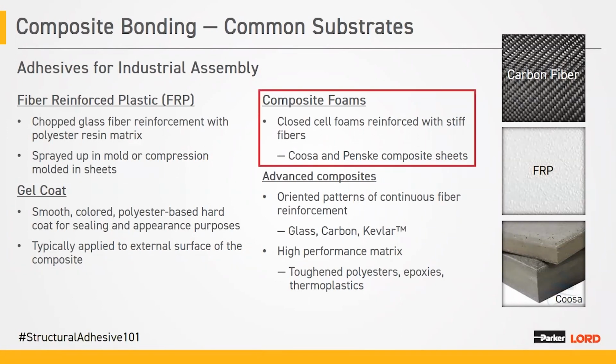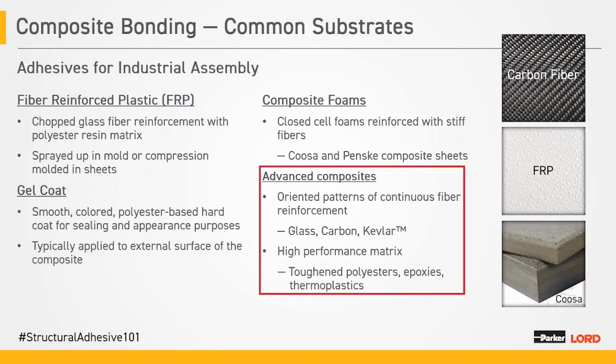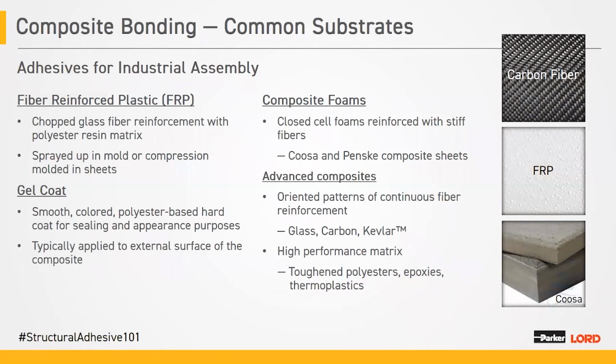Composite foams to help reinforce and lighten the composites. Closed cell foams, typically urethane. Good example would be Kusa board or Penske board composite sheets. And then more advanced composites where the reinforcing material might be like a carbon fiber or a Kevlar woven matrix or an S-glass or an E-glass that's then reinforced either by an epoxy or a vinyl ester. Those high performance matrices typically would look at epoxies and other types of products going into them and bonding them together.